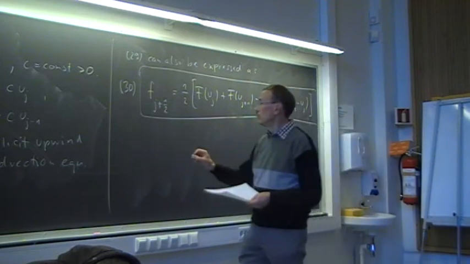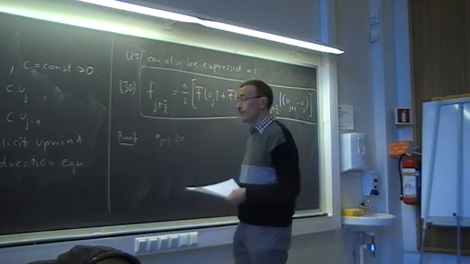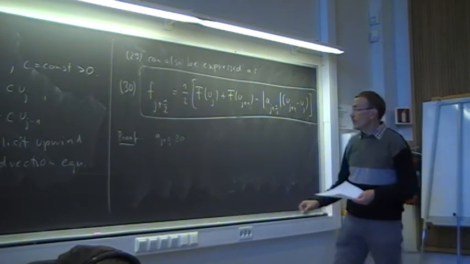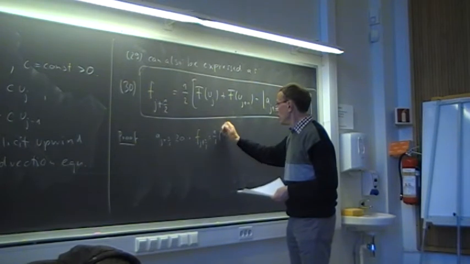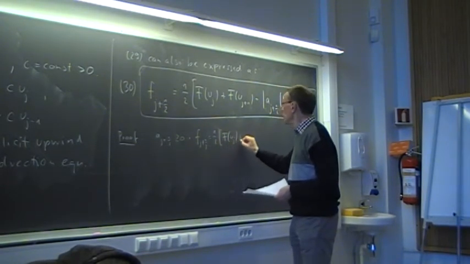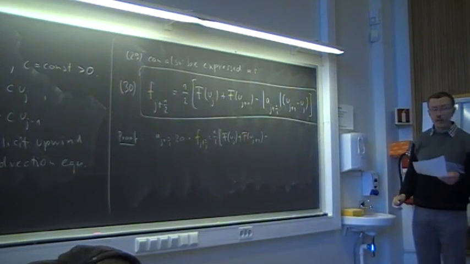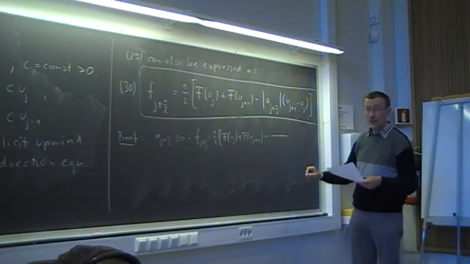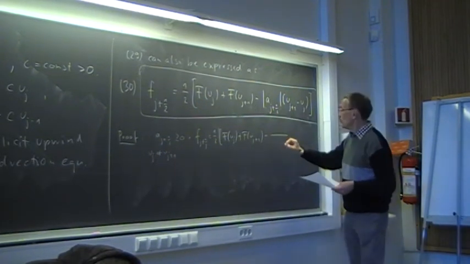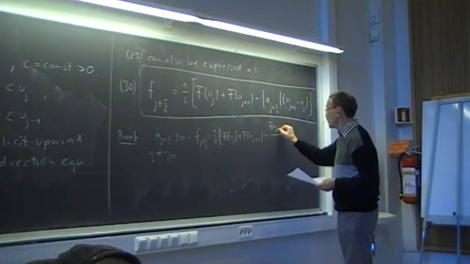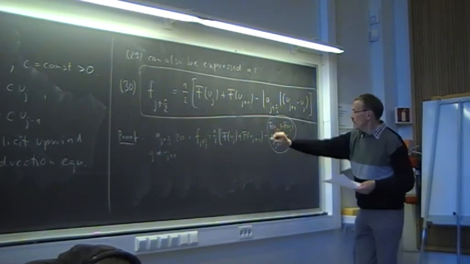Well, it's just trying to prove. We assume that a j plus 1/2 is greater or equal to 0. That is one case. Then this form, f j plus 1/2, is equal to 1/2 f of u j plus f of u j plus 1. And then we can remove the absolute value and use the definition. We assume here also that u j is not equal to u j plus 1. The definition was f of u j plus 1 minus f of u j divided by u j plus 1 minus u j. That is the definition of a j plus 1/2.